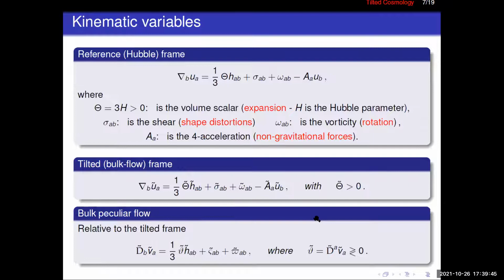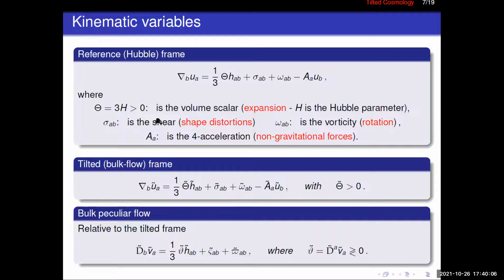Now, all the kinematical information is in the gradient of the four velocity fields. And this is what Roy presented in the beginning of this session. So that's how it splits into theta, sigma, omega, and capital A. And these are the expansion scalar. When positive, we have expansion. When negative, we have contraction.